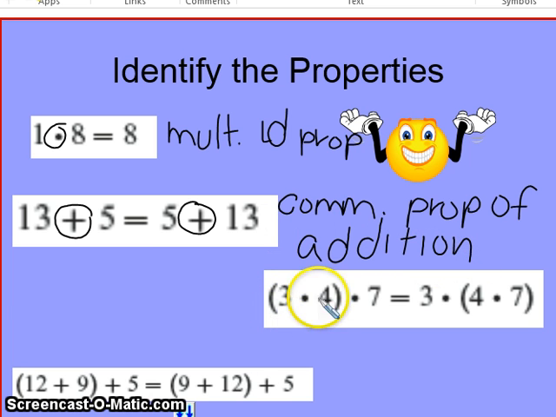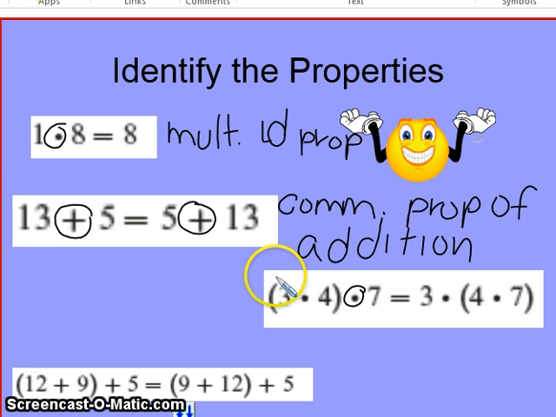This third one here has 3 times (4 times 7) in parentheses, and it's equal to 3 times, in parentheses, 4 times 7. Now we're not multiplying by 1 here. It is a multiplication property because we're multiplying, but we're not multiplying by 1, so it can't be the identity. And the numbers aren't moving from one place to another. They're staying in the same order, so it can't be the commutative property.